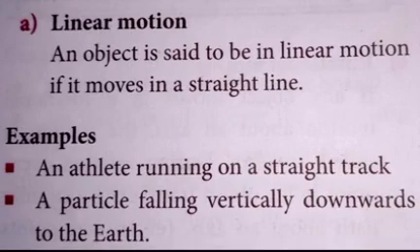First one, linear motion. Linear motion is nothing but an object moving in a linear path. That is, an object moves in a straight line. For example, the moving of a car on the road. Another example, an athlete running on a straight track. Then another example, particles falling vertically downward to the earth. So these are some examples of linear motion.